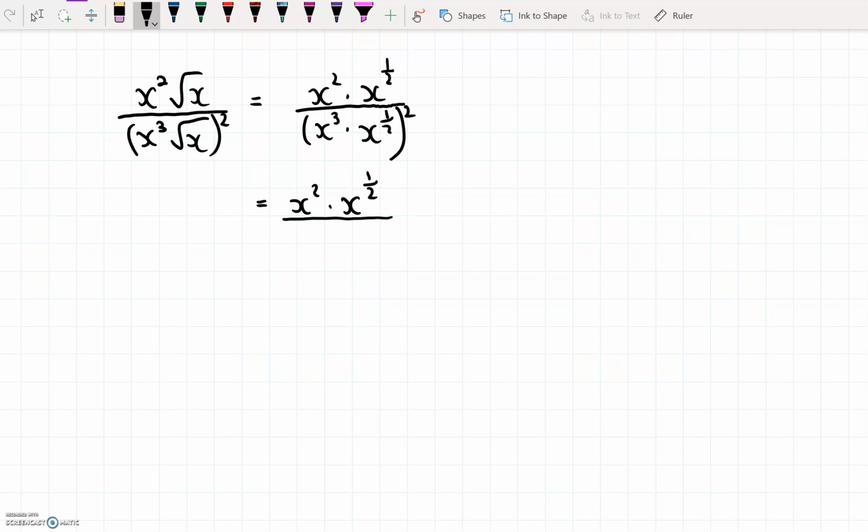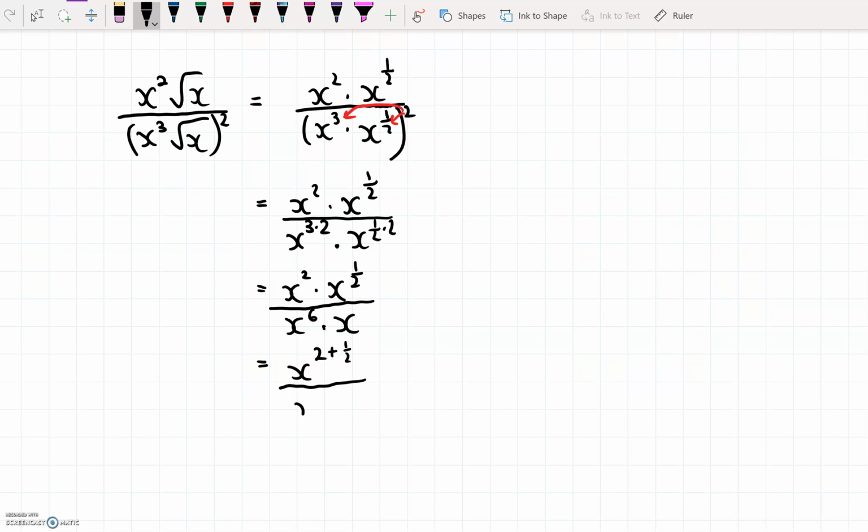Now again, the 2 needs to be applied to both terms inside the brackets. So we're going to get x to the power of 3 times 2 times x to the power of a half times 2. Okay, so that becomes x to the power of 6 times x to the power of 1. Again, we're not going to change the top yet. We'll do that in a sec. Divided by x to the power of 6 times, half of 2 is 1, so times x. Now we can look further at simplifying. So for the numbers at the top, that's going to become x to the power of 2 plus a half.